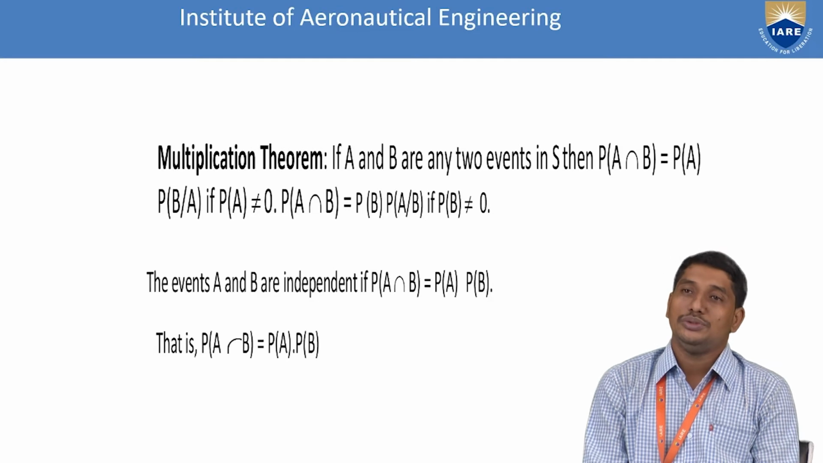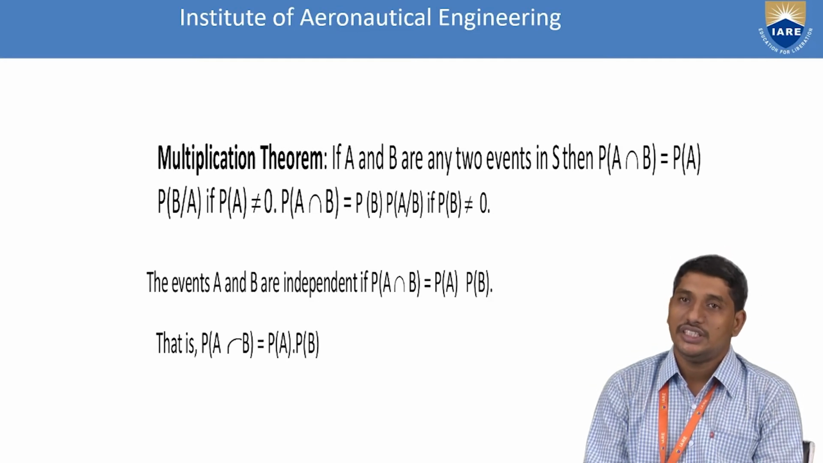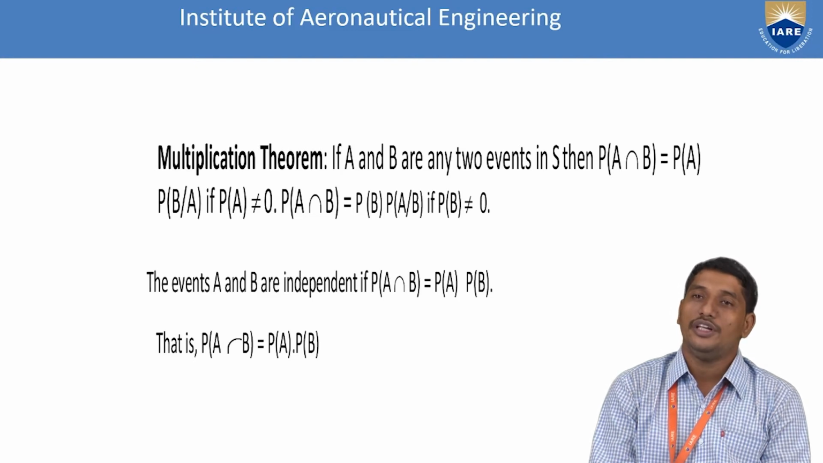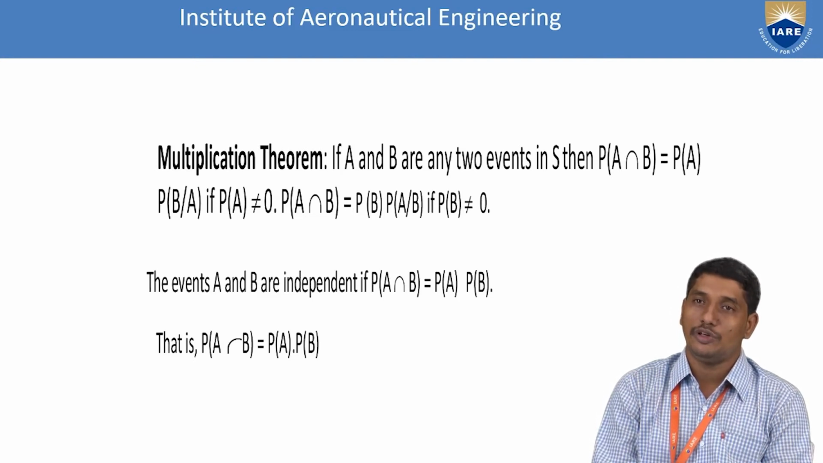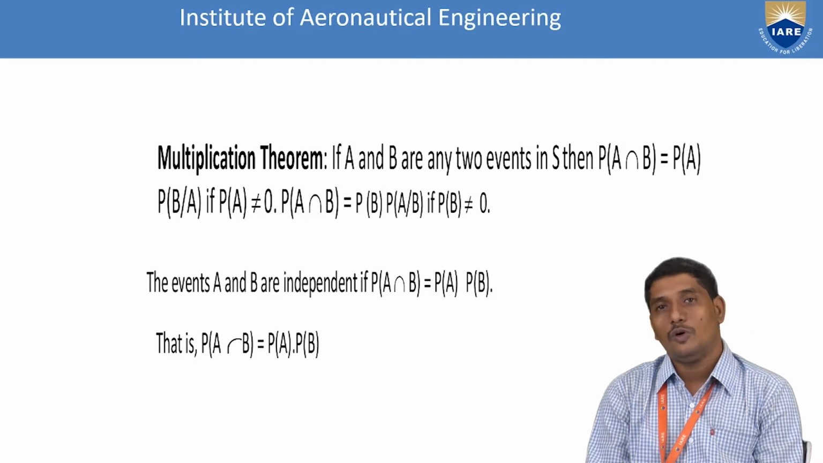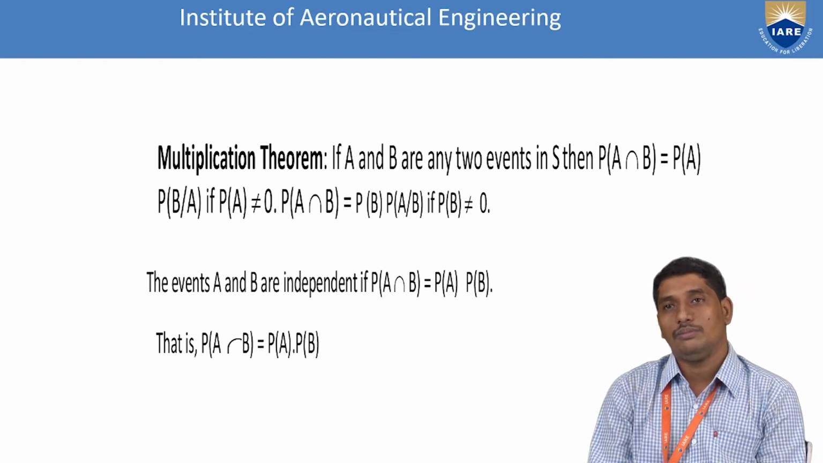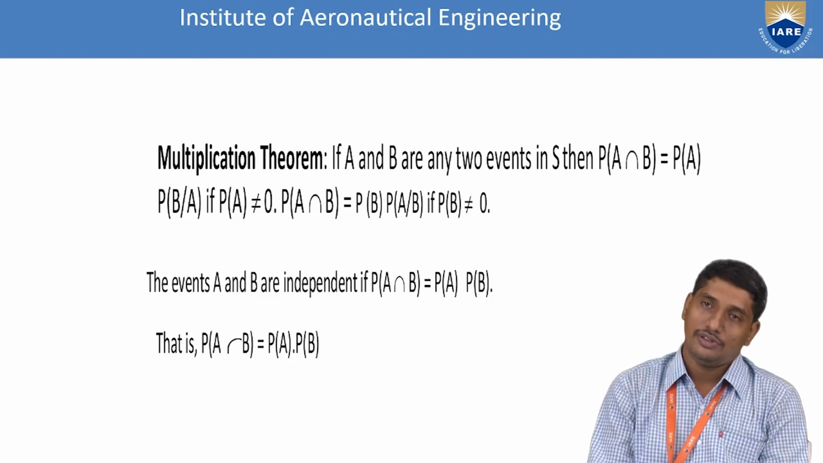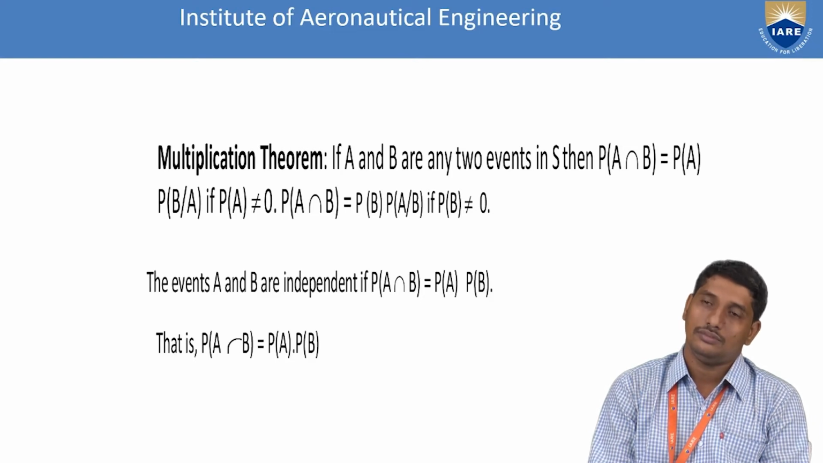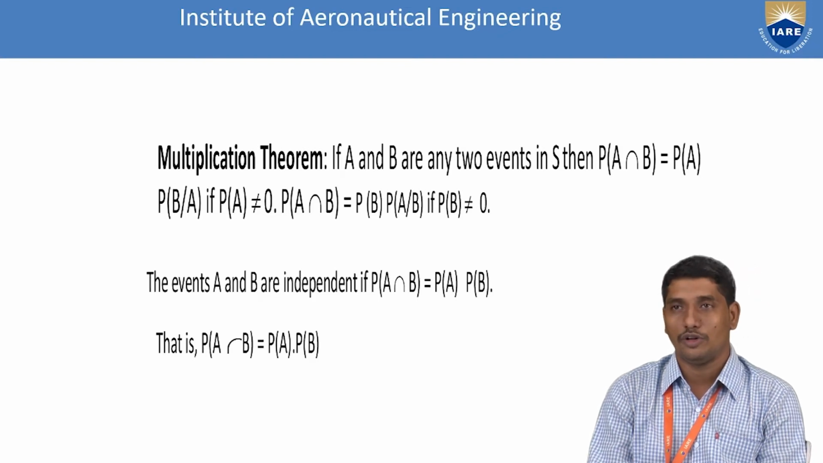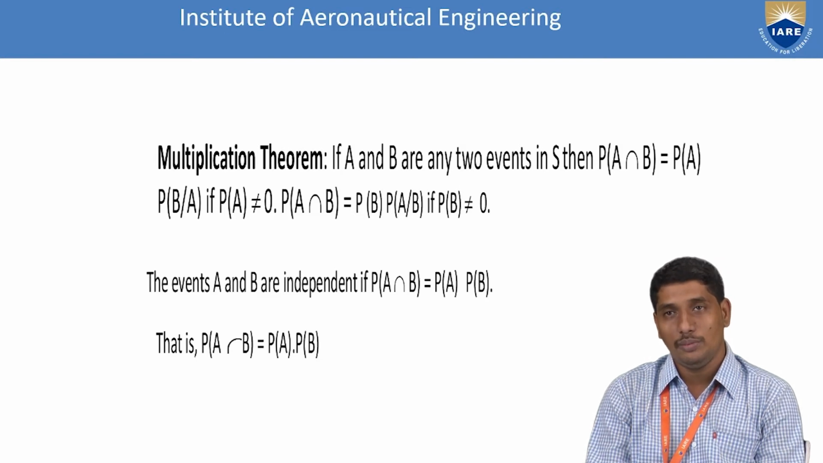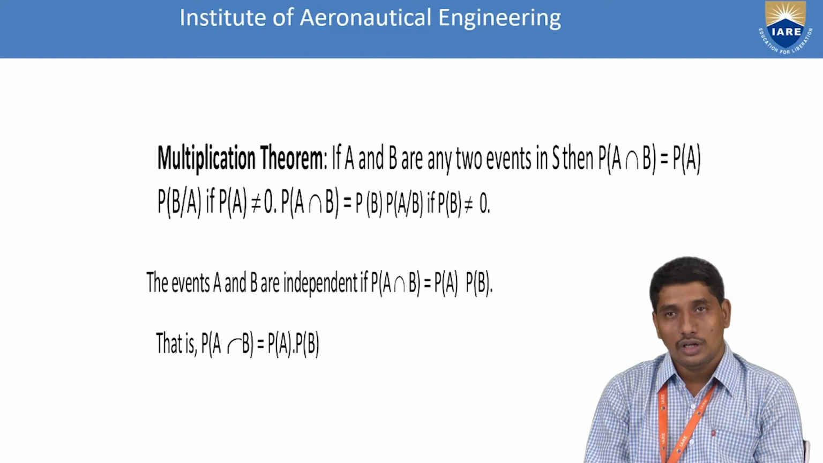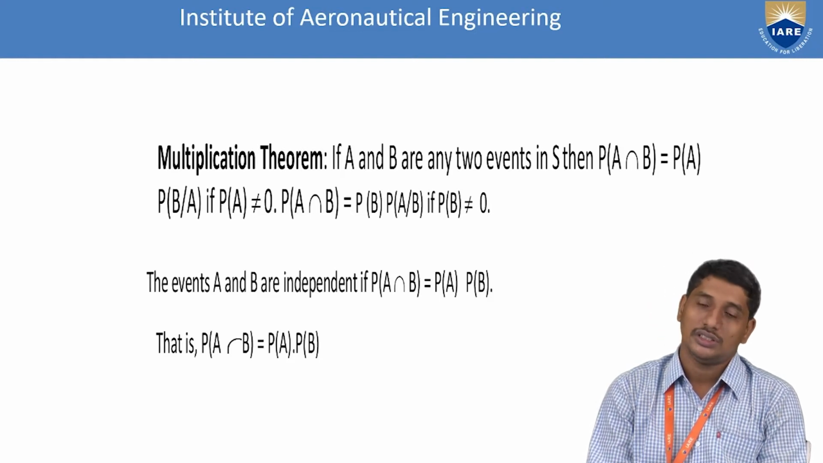Now, the multiplication theorem for dependent events states that if A and B are two dependent events, then P of A intersection B will be P of B into P of A given B, or P of A into P of B given A, provided that P of A and P of B are non-zero. So the multiplication theorem for dependent events states that the probability of simultaneous occurrence of A and B is nothing but the product of P of A and P of B given A, or the product of P of B and P of A given B, according to the evidence available with us.